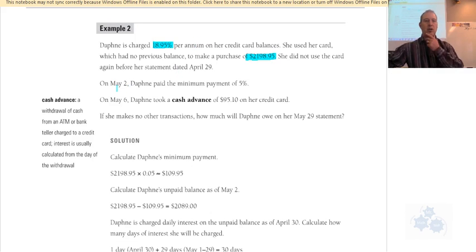Here's the rest of the question. On May 2nd, Daphne made the minimum payment of 5%. Okay, she made the minimum payment of 5%. On May 6th, Daphne took a cash advance of $95.10 on her credit card. If she makes no other transactions, how much will Daphne owe on her May 29th statement? Okay, so on May 29th.